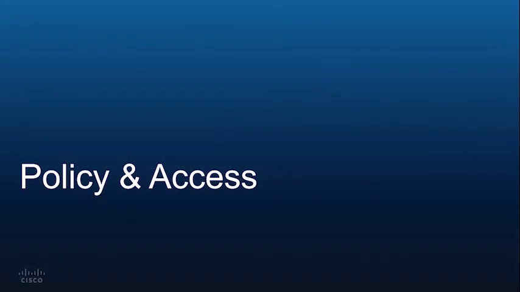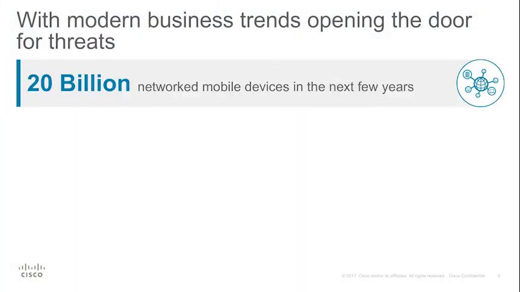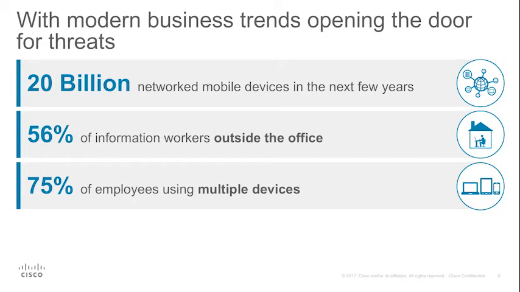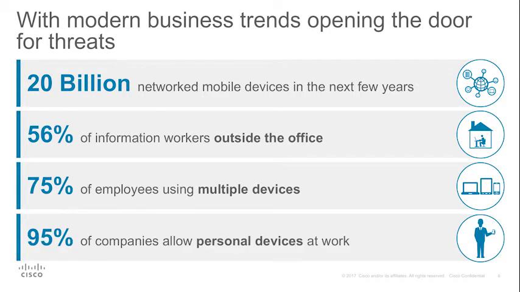Policy and access. Over the next few years, the total number of mobile devices will total 20 billion. 56% of employees work outside of the office, and 75% of employees use multiple devices for work-related tasks. These devices will need consistent access to the network. And it's not simply work-sanctioned devices connecting to the network. 95% of companies allow workers to use their own personal devices.